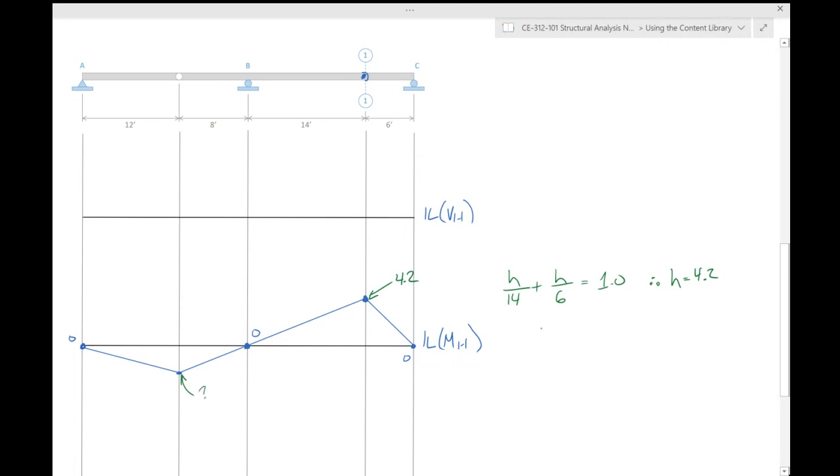And if you know this, well, what about that? Well, 4.2 is to 14 as whatever that height is to 8. Negative 2.4. Really not that difficult, okay? For the shear release, same process, okay? Same process.